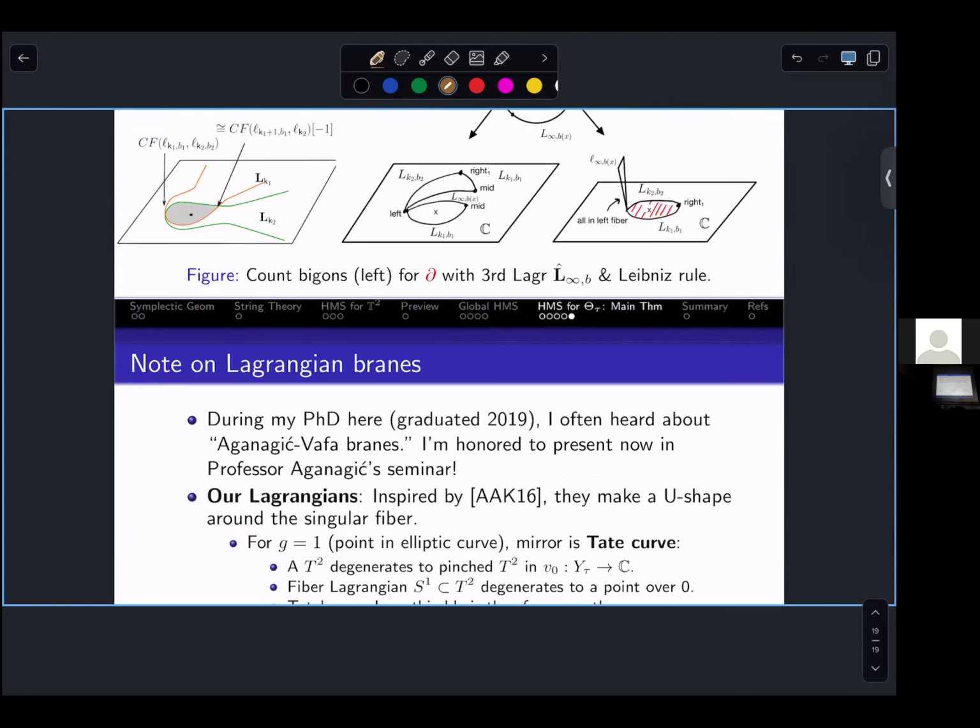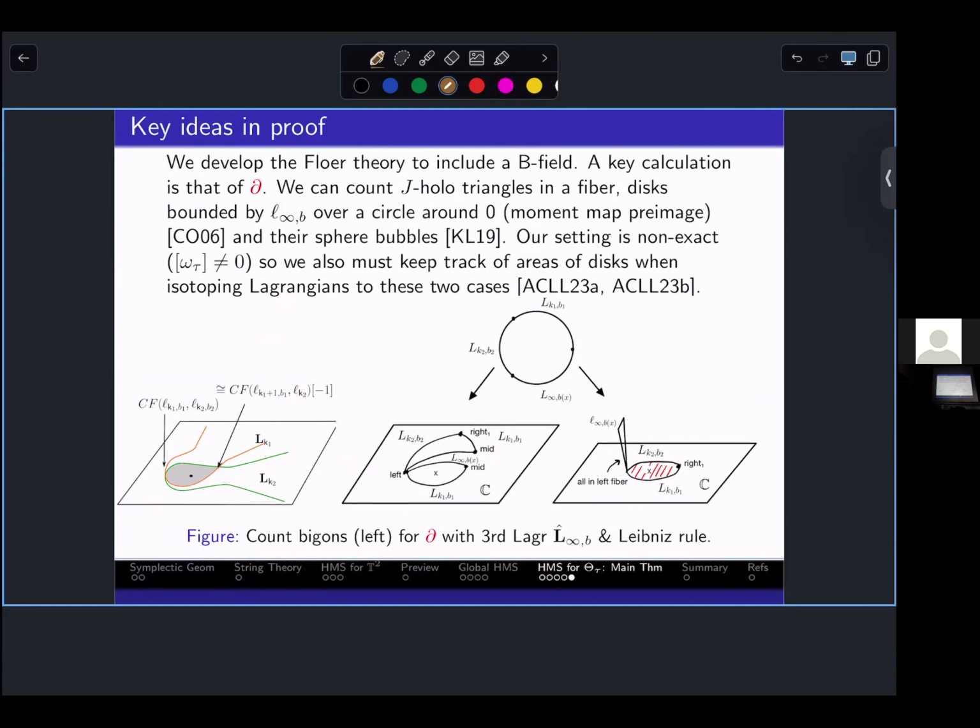So the main idea is, one thing that we do is we incorporate this B field, which not a lot of people do, because we want to do this global mirror symmetry result. We do global mirror symmetry in genus 2, and we pick an arbitrary symplectic form, including a B field in higher genus. A big calculation is that of the differential, because we're trying to show that HOMs on the complex side, the Ext groups of line bundles restricted to the theta divisor, equal HOMs on the Fukaya category side, which means we need to compute this differential.